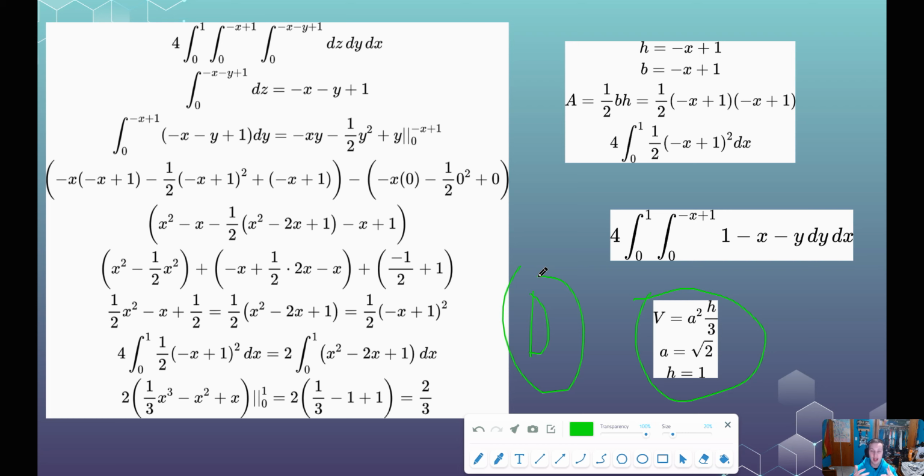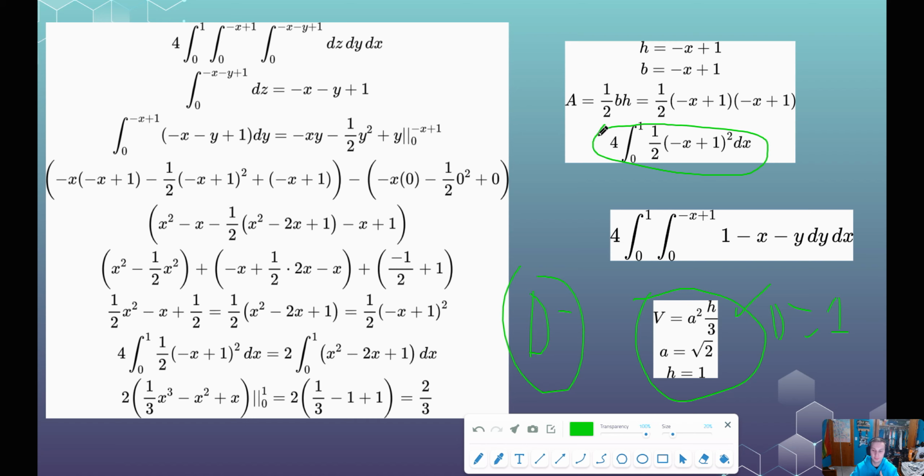So if you have a constant density, and that density happens to be equal to 1, with this formula you're good to go. You can find your A, you can find your H, you can plug it in, and if it's a square pyramid, you're good to go. But what happens if we have a variable density? What happens if we have more mass in certain regions of our pyramid? It's not uniform.